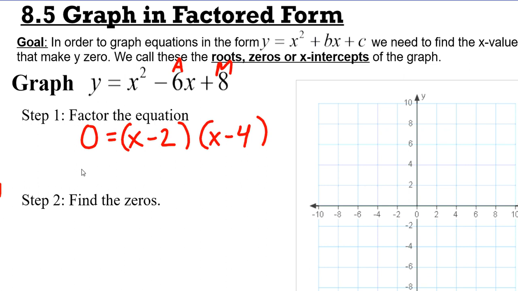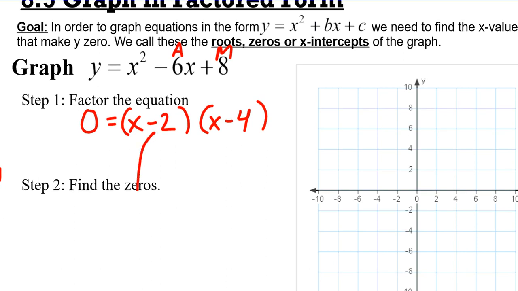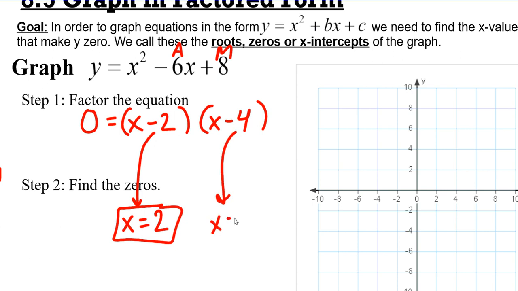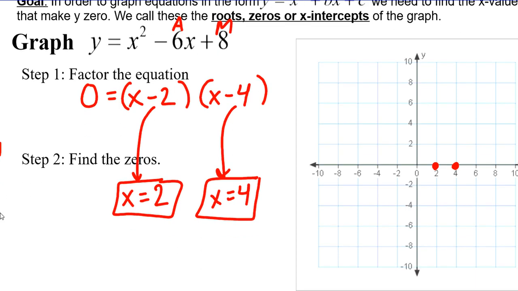Now once I have it factored, step 2 would be stating that x equals 2 and x equals 4 are your x-intercepts. So 2 and 4 are your x-intercepts. Step 1, factor. Step 2, find the x-intercepts. Once we had the x-intercepts, we could get the vertex.